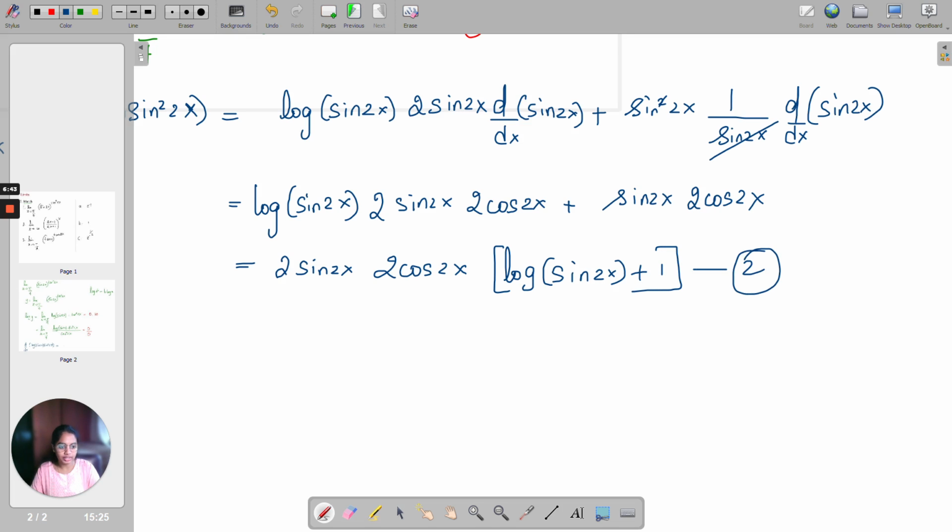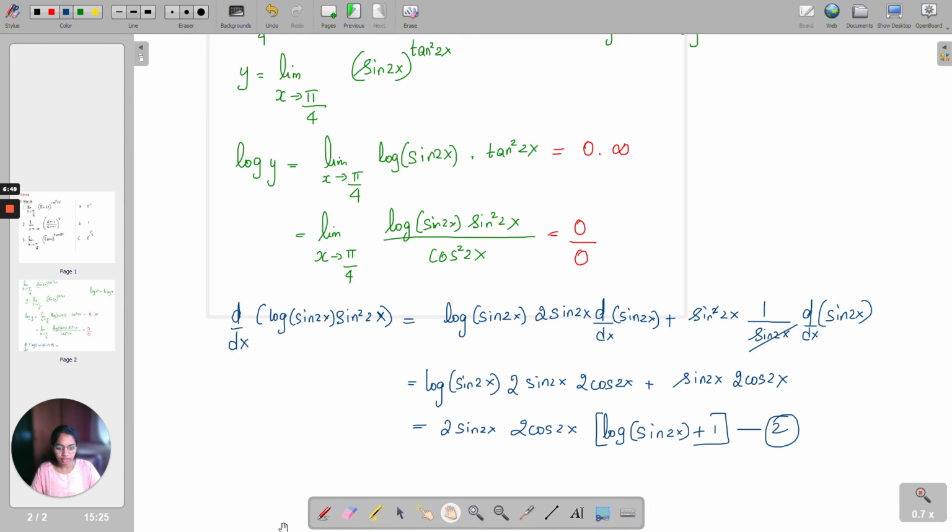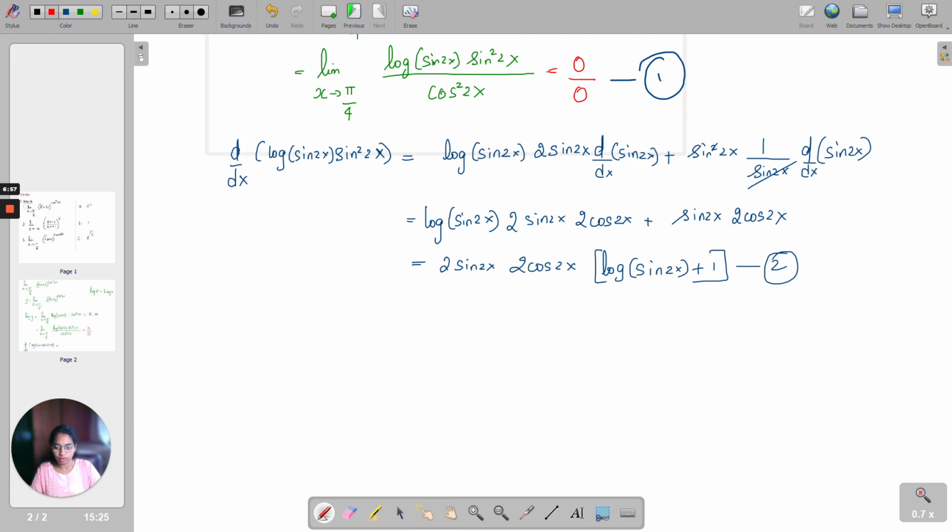Now if I take this as equation 1, yes, so basically I'm applying the L'Hospital's rule. So from the L'Hospital's rule, I would get limit x tending to pi by 4. Yes, what is differentiation of log of sin 2x into sin square 2x? That is 2 sin 2x. Okay, so let me write 2 into 2 as 4.